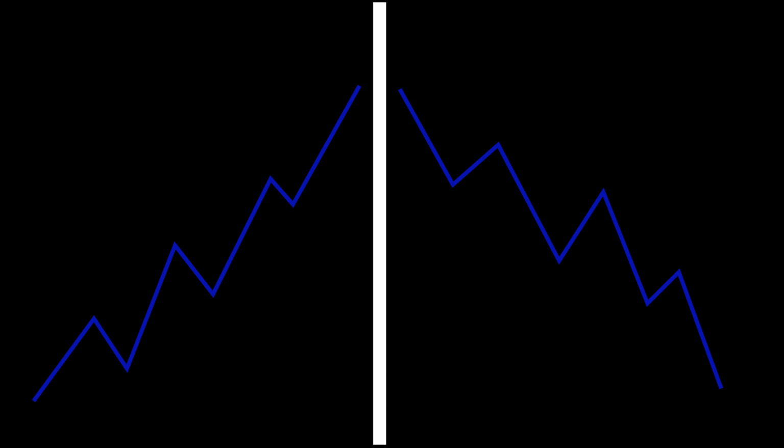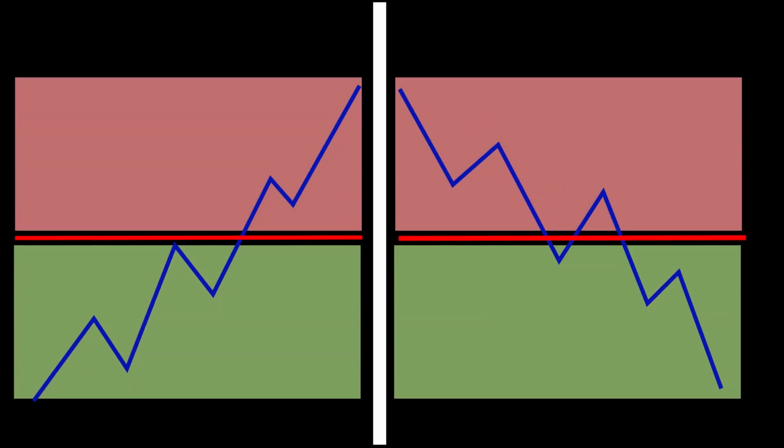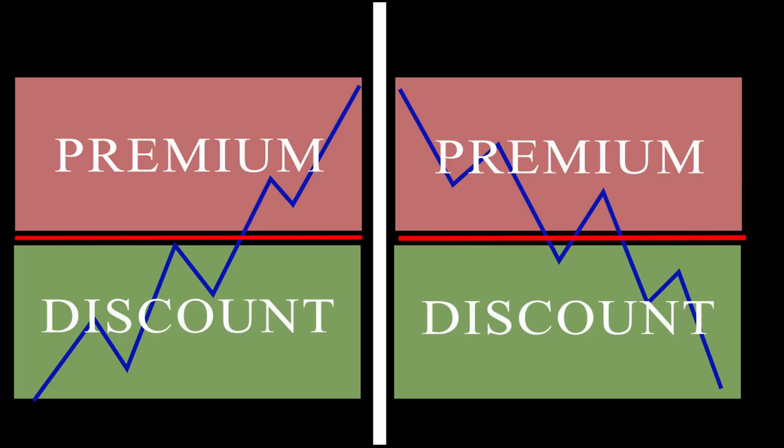Once the range is defined, we mark the 50% level, also called equilibrium. The equilibrium divides the range into two zones. Above 50% is the premium zone, and below 50% is the discount zone.